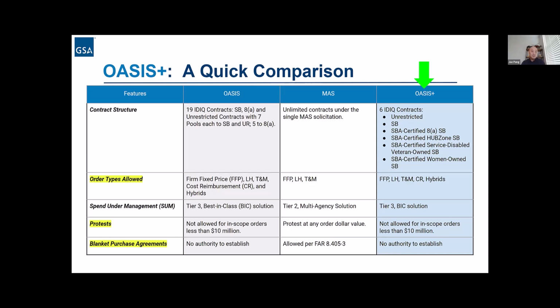Finally, the blanket purchase agreements. This question does come up quite often as well. And no, we can't establish a BPA under OASIS or OASIS Plus, because it's an IDIQ, you can't create a BPA or another IDIQ type requirement under another actual IDIQ. But you can do it under MAS. So if that's something that is part of your acquisition strategy, definitely keep MAS in mind.